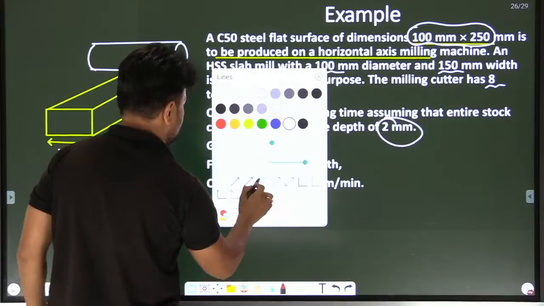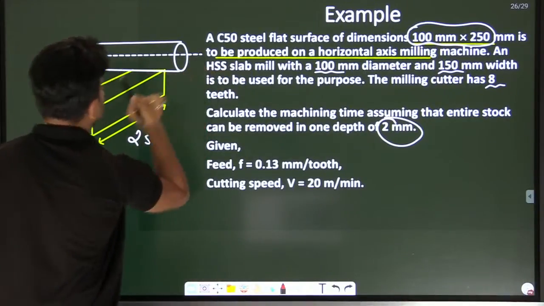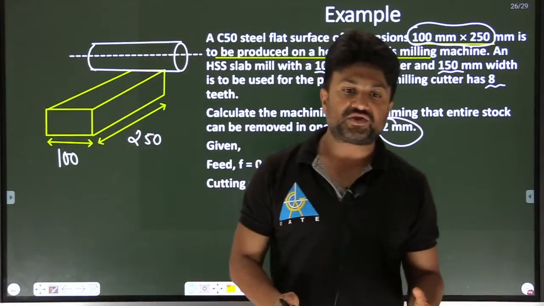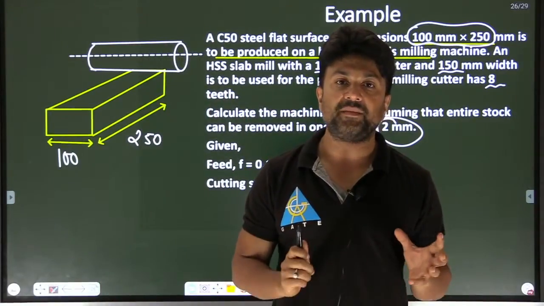Tell me yes or no. Is that point clear? This is a visualization. Got it?